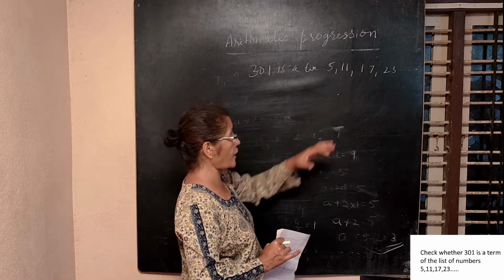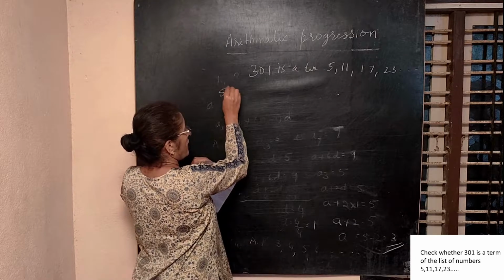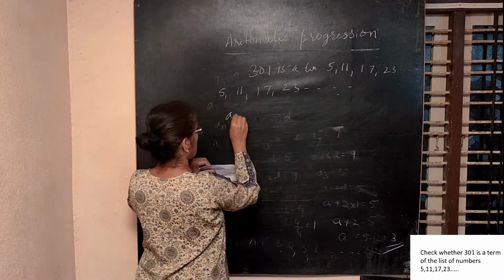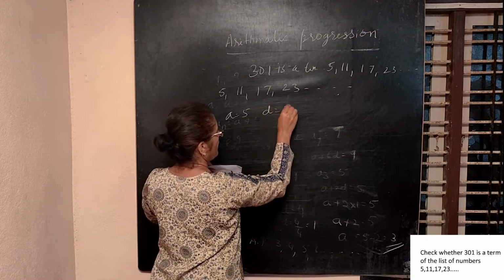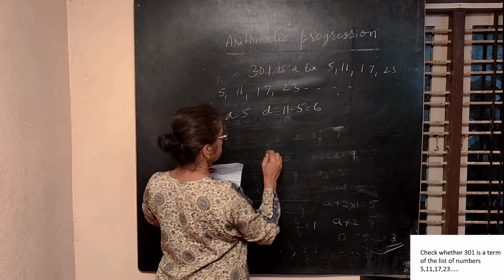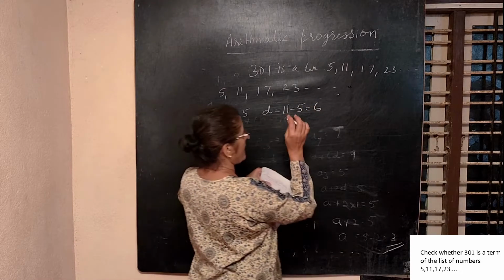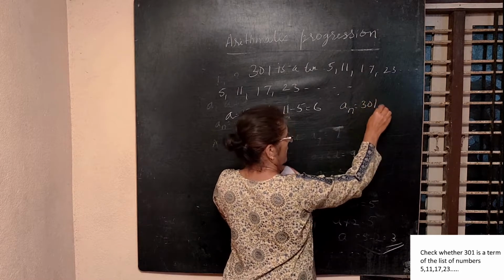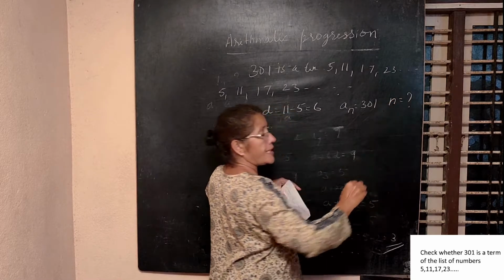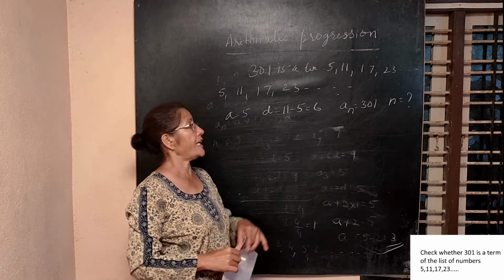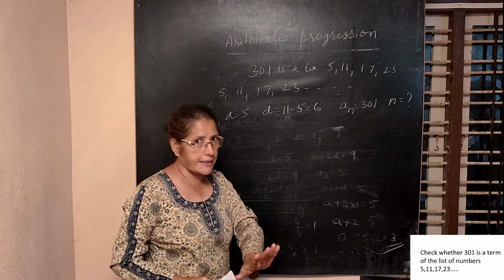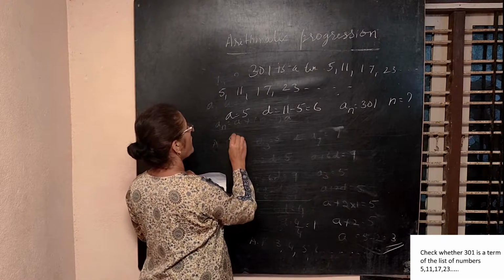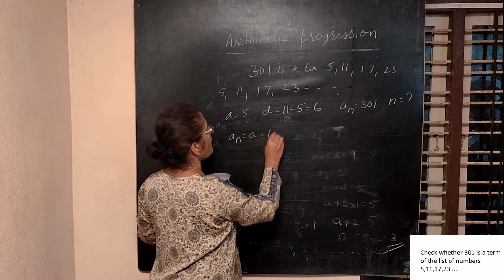So looking at that, I can write down what is a. Let me write down the AP 5, 11, 17, 23 and so on. So a is equal to 5, d is equal to 11 minus 5, which is 6. So they say a_n is equal to 301, and n I do not know. So you find out n. I repeat, if n is a full number, then only 301 is a term. Let us see. So a_n is equal to a plus (n minus 1) into d.